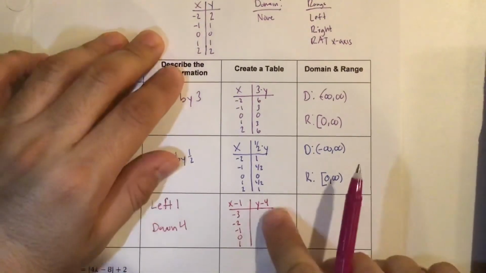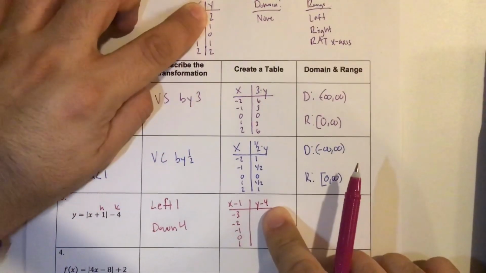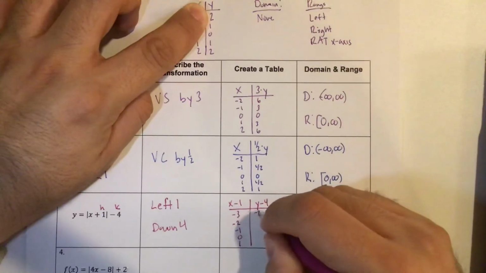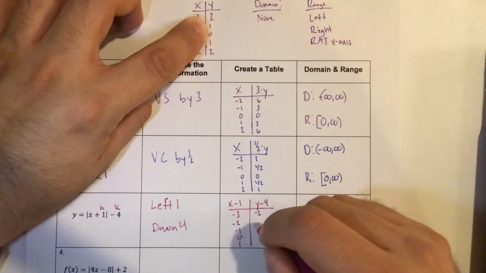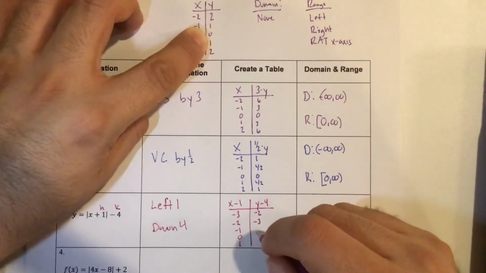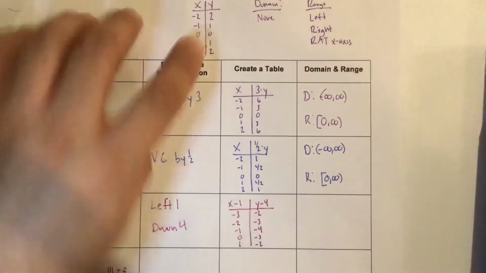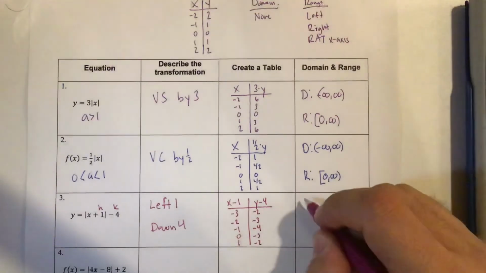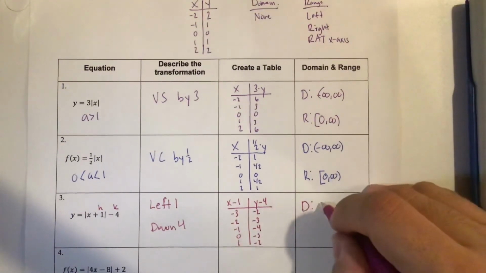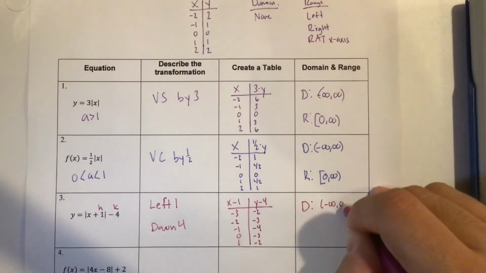All right. For my y values, I'm going to take away 4 from each y value. So 2 minus 4 is -2. 1 minus 4 is -3. 0 minus 4, -4. 1 minus 4, -3. And -2. All right, so for domain, we've already talked about this several times now. It should still be all real numbers, -infinity to infinity.